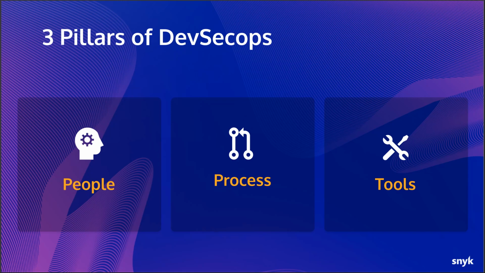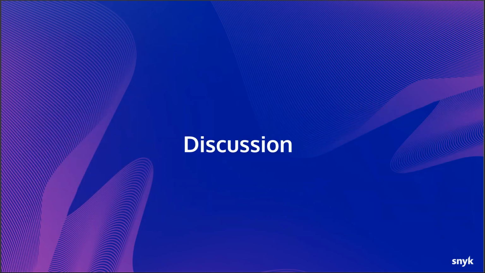We need processes that pull security in. We need tools that help us with our roles, as well as technologies that enable us to be more cloud native and have a secure way of being cloud native. So these are the 3 pillars that we will be talking about.